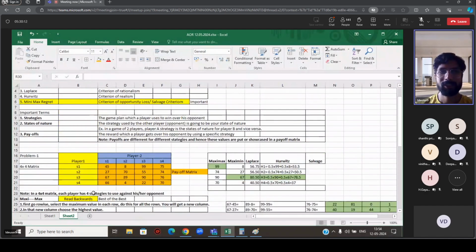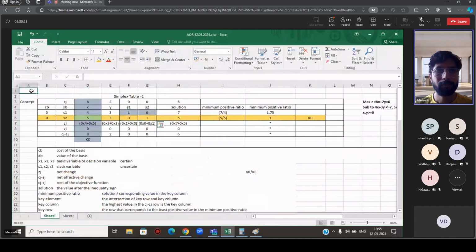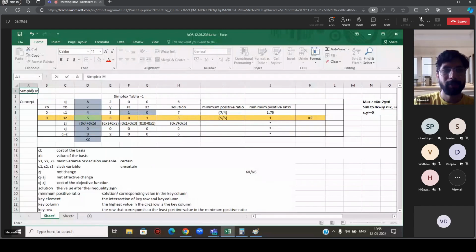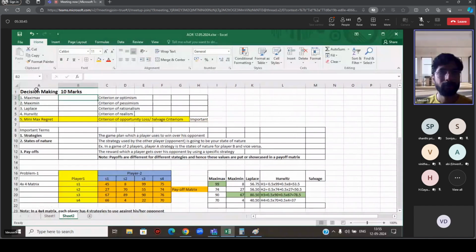So this is your entire decision making. You will definitely get 10 marks in this. And the simplex method will be your 15 to 20 marks. Okay, so that is the concept.